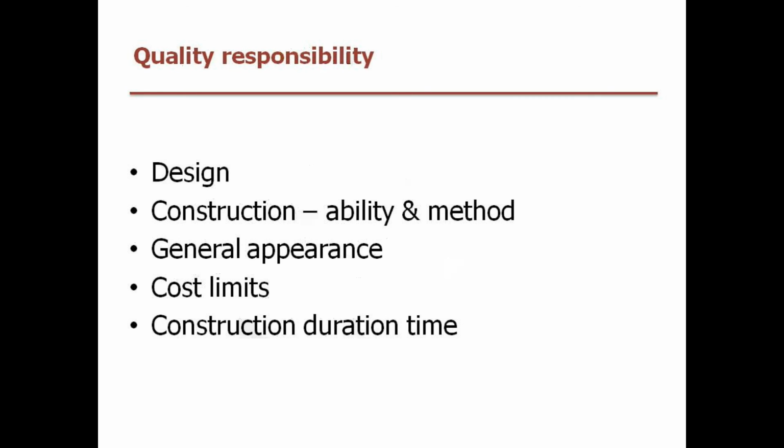So in construction and delivery, there are quality aspects and management that need to be applied in several areas of the building delivery process: right from the design, the construction ability and method, the general finished appearance, getting the cost limits, getting the costs under control initially, knowing what it is, bedding it down, the process of managing cost control throughout the project, and the construction duration of time, managing those particular time issues with a number of different activities running at once, and changes to that activity program.